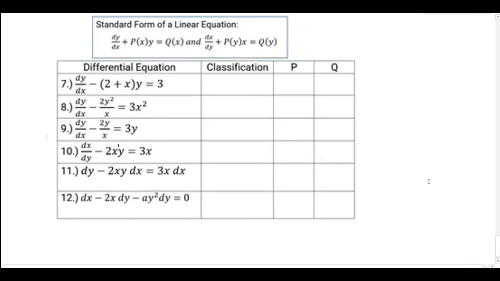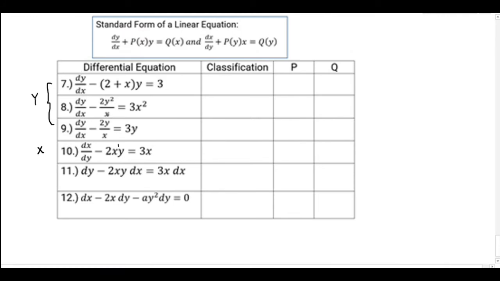We are now going to answer number 7 to number 12. For number 7 to number 9, you notice this is somehow a linear equation in variable y, since the numerators are dy. And for number 10, this is somehow a linear equation in variable x, since the numerator is dx.